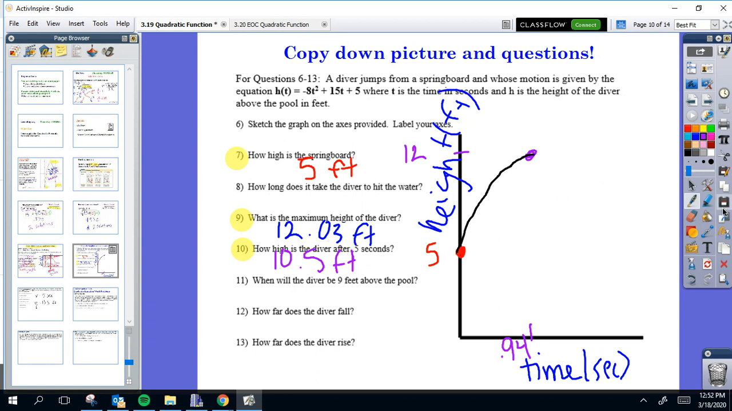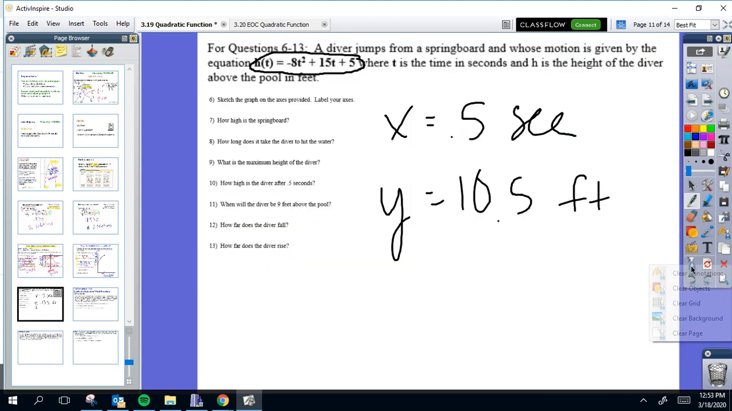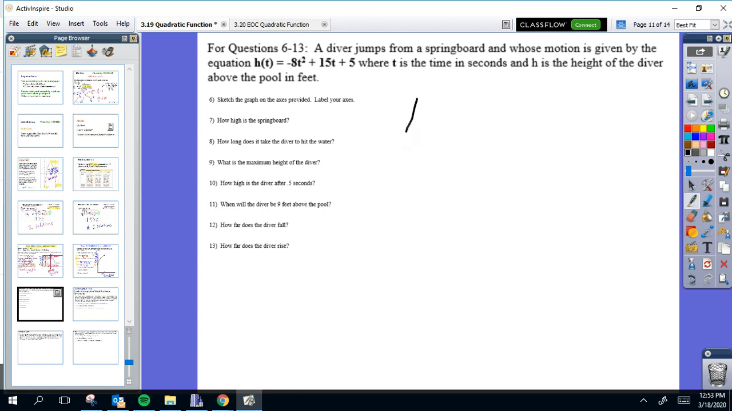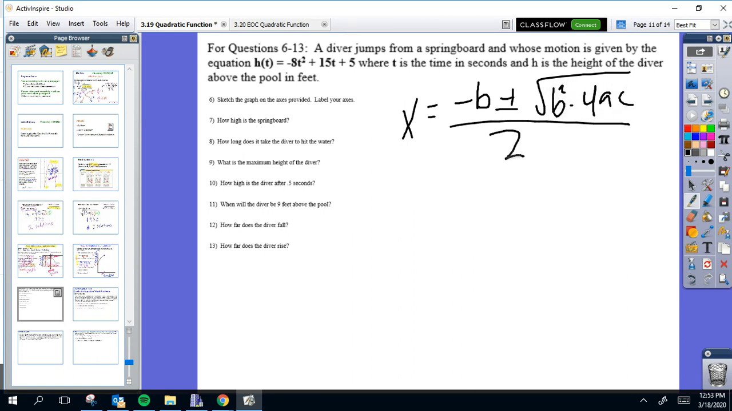The next one that makes logical sense to answer would be this one. How long does it take the diver to hit the water? If I was imagining this graph to continue, it would look something like this. And that question number 8 is asking what this value is when this diver hits the water. So, since we're looking for a solution or an x-intercept, the easiest way to do this is to use the quadratic formula, which if we remember is x is equal to negative b plus or minus the square root of b squared minus 4ac over 2a.